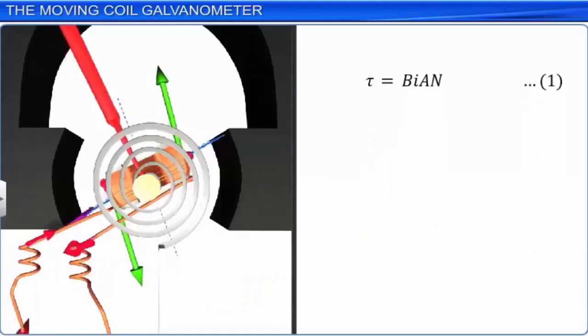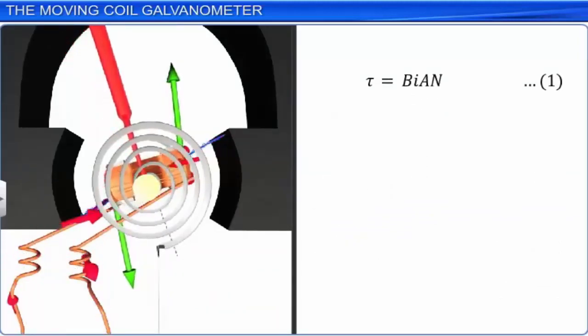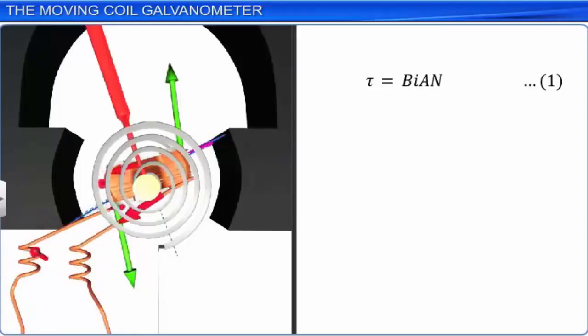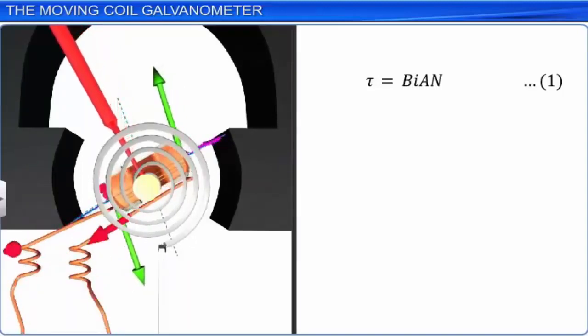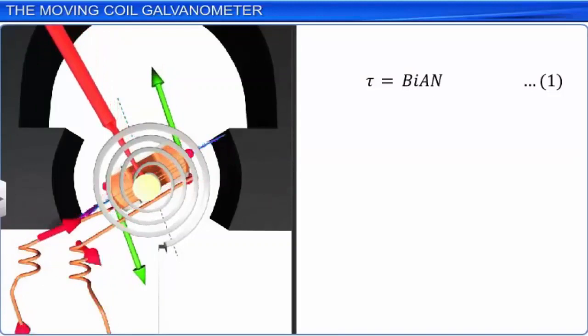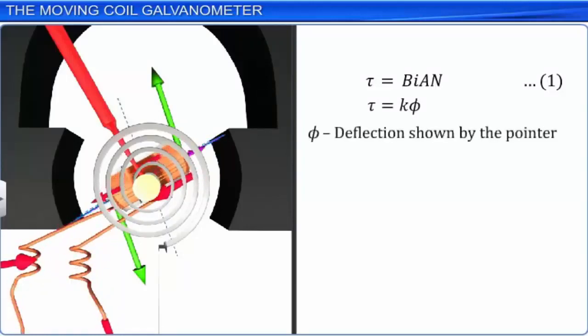This deflecting torque in the coil develops an equal restoring torque in the spring in the direction opposite to that of the deflecting torque. Hence, these two torques are balanced. The restoring torque produced in the spring is τ equal to kφ, where φ is the deflection shown by the pointer and k is the torsional spring constant, the torque per unit angle. Let this be equation 2.